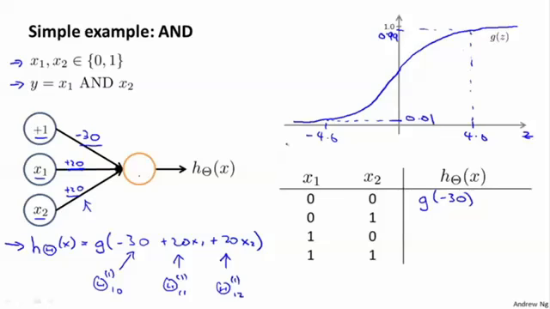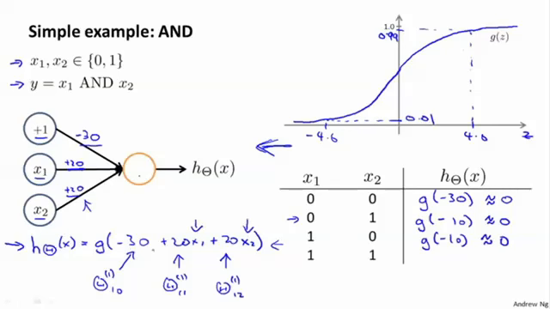So it's going to be very far to the left of this diagram, so it'll be very close to 0. If x1 equals 0 and x2 equals 1, then this formula evaluates to g, that is the sigmoid function applied to minus 10. And again, that's to the far left of this plot, and so that's again very close to 0. This is also g of minus 10, that is, if x1 is equal to 1 and x2 is 0, this is minus 30 plus 20, which is minus 10.